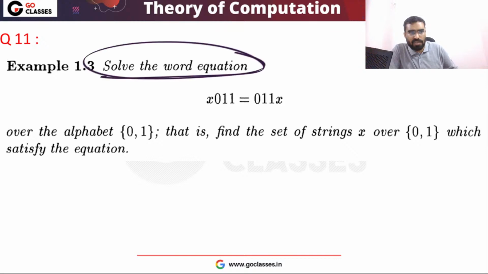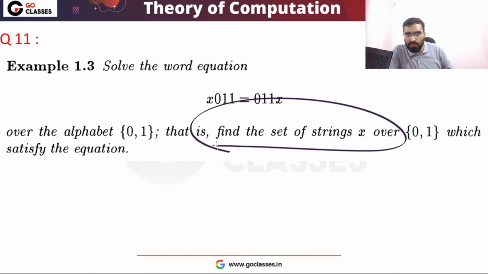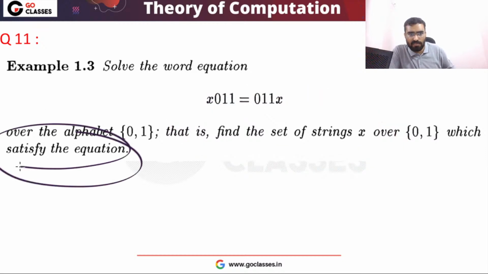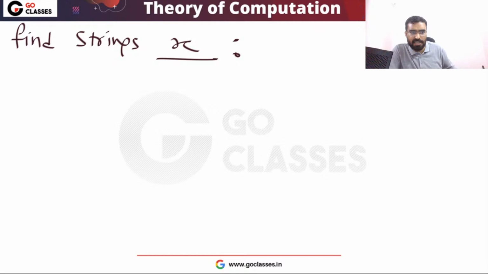So solve the word equation. This equation is given to you: x011 equals 011x over the alphabet {0,1}. Find the set of strings which will satisfy this equation. Now let's solve this question. The question is saying find all strings x such that x011 is equal to 011x. So for which strings will this happen?